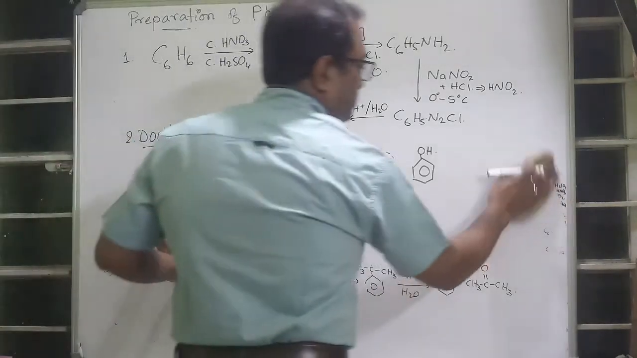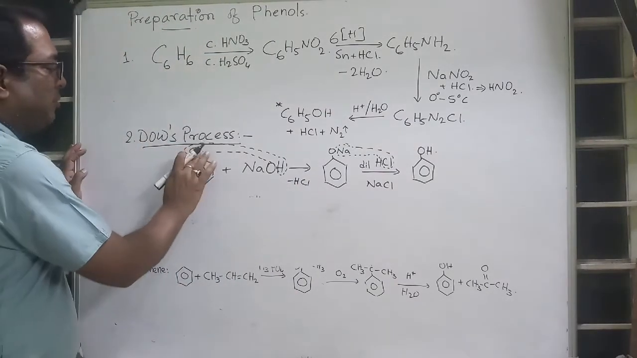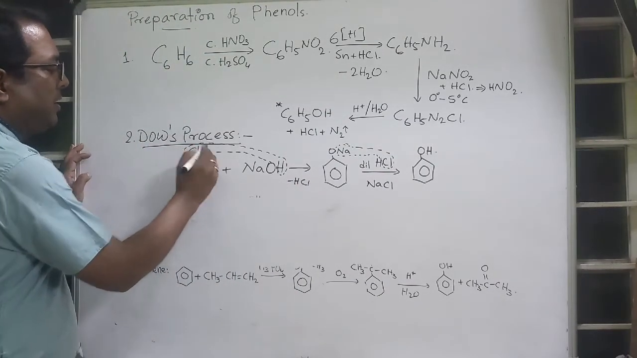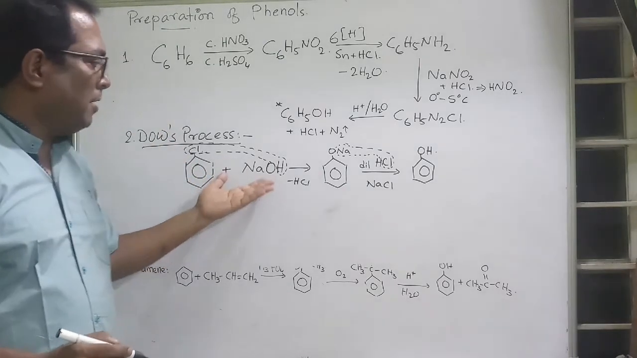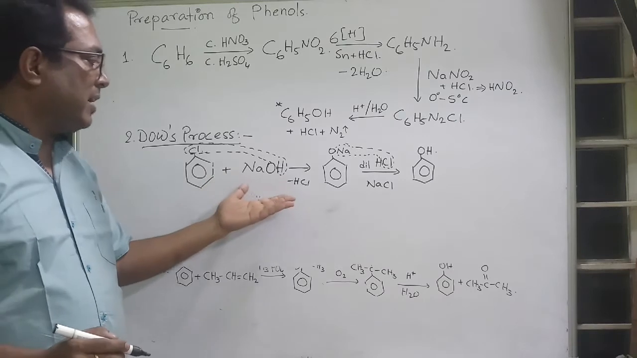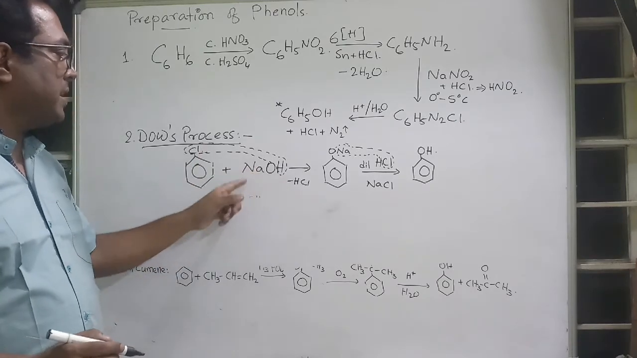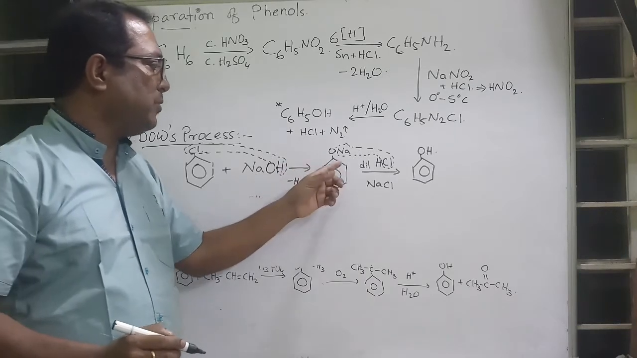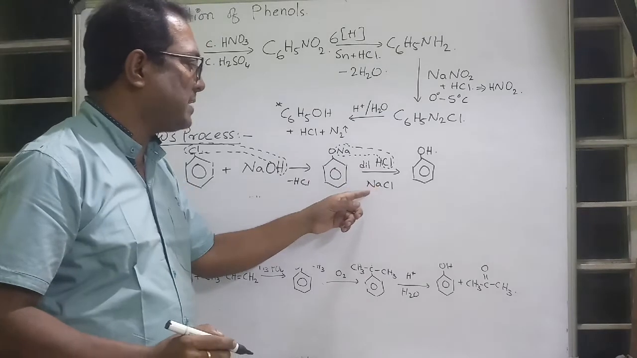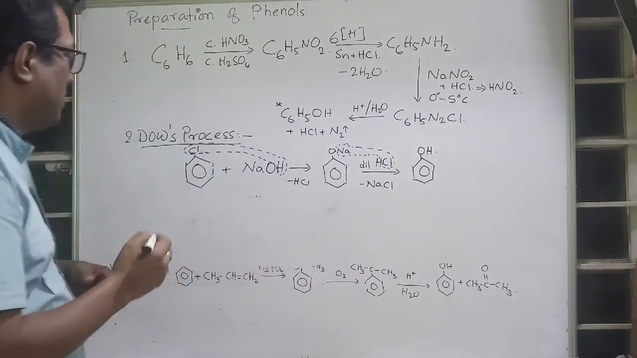So students, you have to be very careful while you use this chlorine. Chlorobenzene with sodium hydroxide or potassium hydroxide gives hydrogen chloride together with sodium phenoxide. So together with dilute hydrochloric acid, it removes the NaCl to form the phenol.